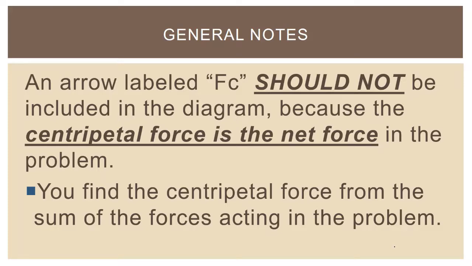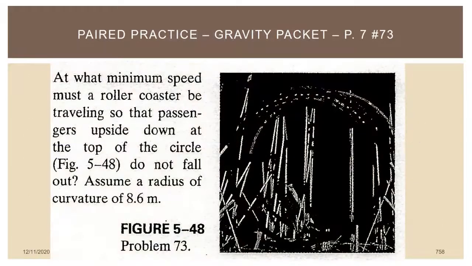Okay, so this problem is in the gravity packet. It's on page 7, number 73. It says here, and the picture is terrible, I'm sorry for that. It was a bad scan. We don't have a color scanner at school. So it says here, at what minimum speed must a roller coaster be traveling so that passengers upside down at the top of the circle in this figure do not fall out? Assume a radius of curvature of 8.6 meters.